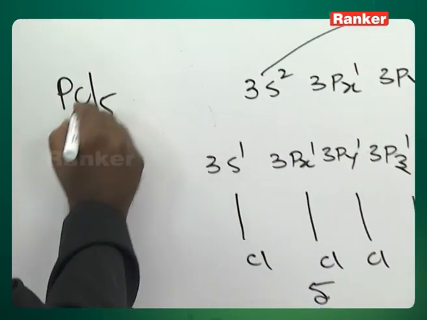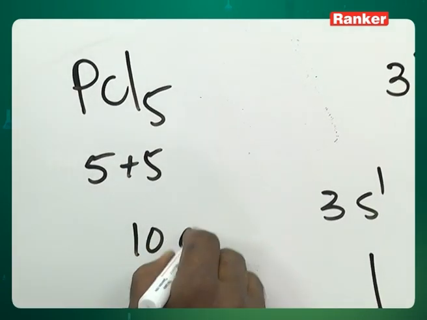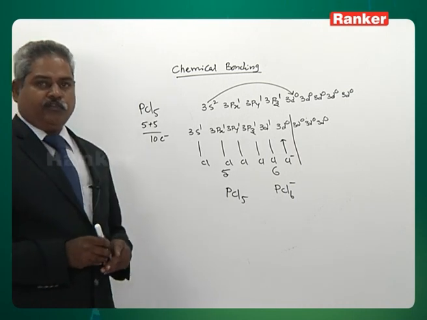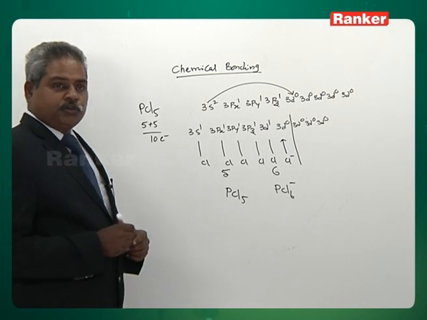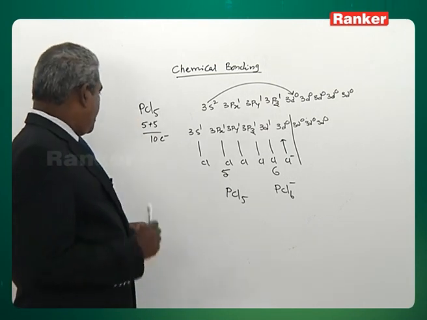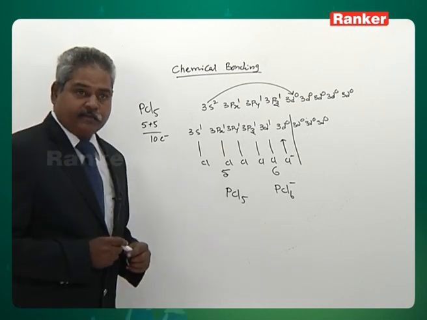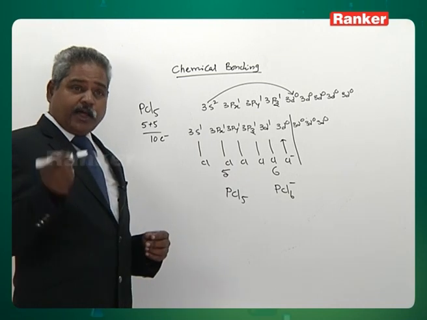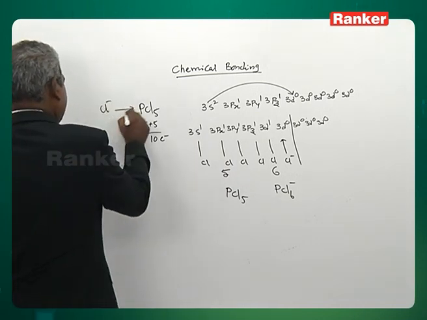PCl5, if you look at it, 5 plus 5, already has 10 electrons in its outermost shell. 10 valence electrons, 5 belonging to phosphorus, 1 each from 5 chlorines. So, you have 10 electrons in PCl5, and even after you have 10 electrons, you are still accepting. It has to be explained.